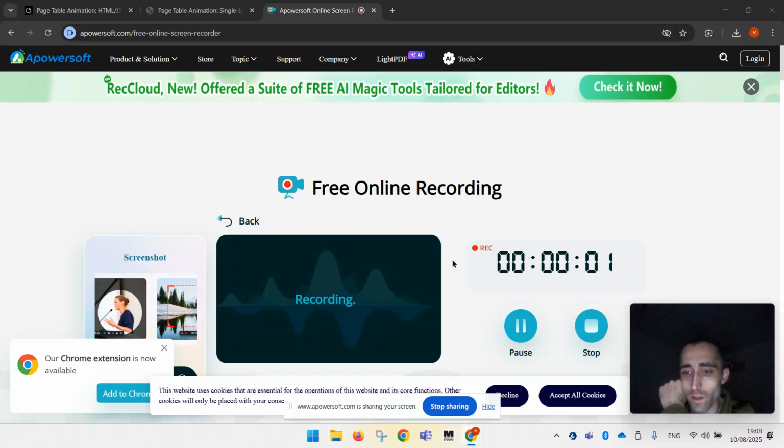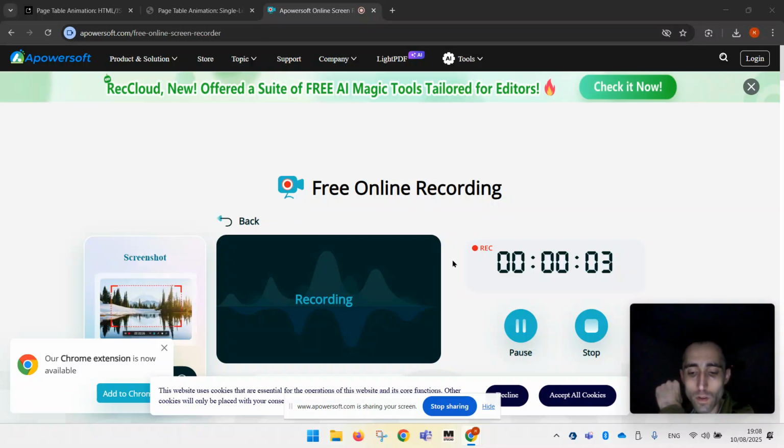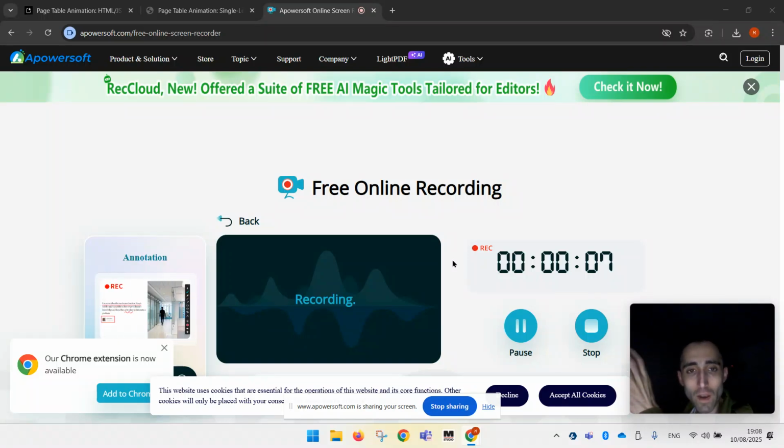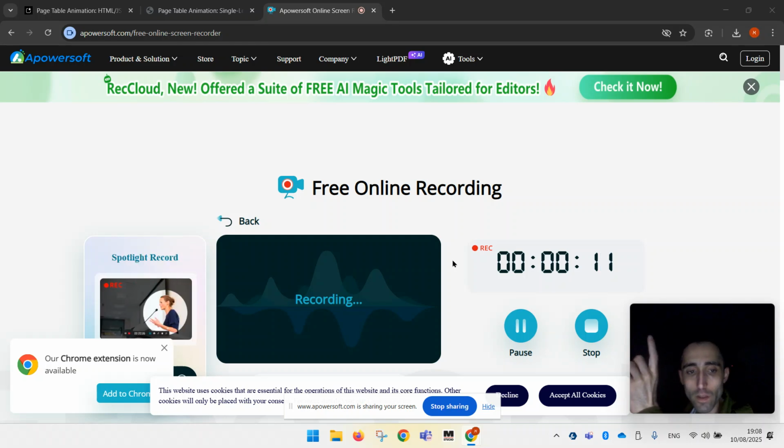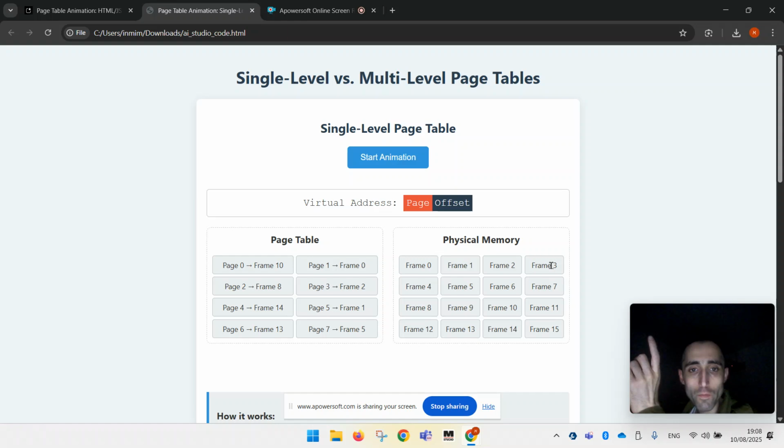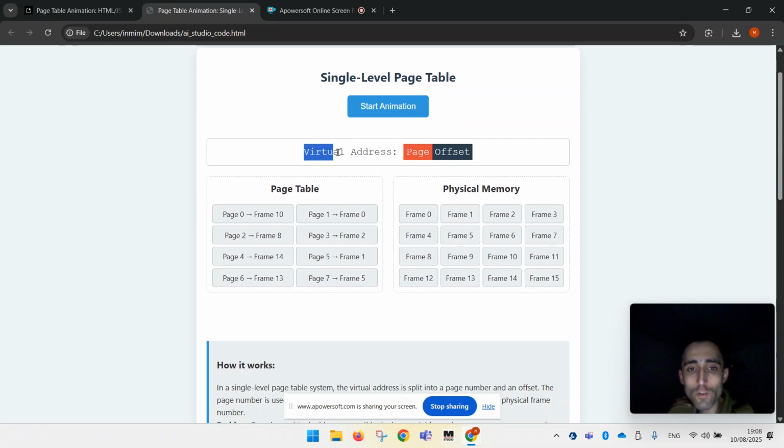Okay, so the idea now is to talk about one-level page table versus multi-level page table. And in order to understand the multi-level page table, I will do a two-level page table. So a page table takes my virtual address and gets me to the physical memory.